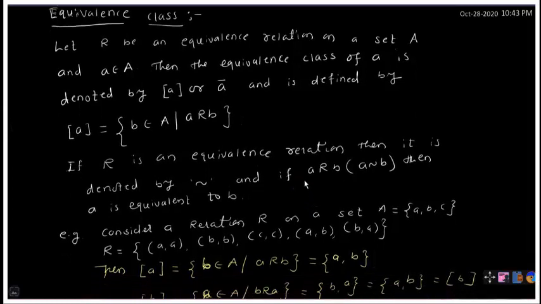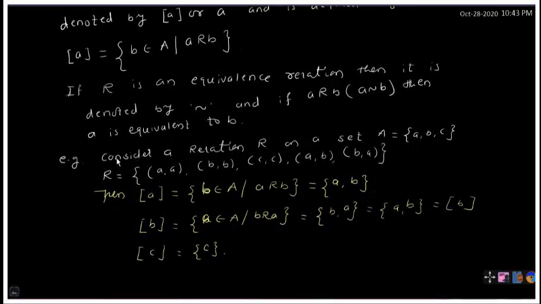Consider an example here. A relation R on a set A equal to {a, b, c}. Let R be equal to {(a,a), (b,b), (c,c), (a,b) and (b,a)}. This is a simple relation on the set A. This relation is an equivalence relation.